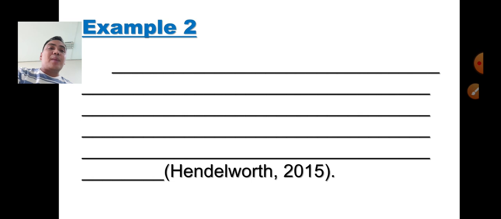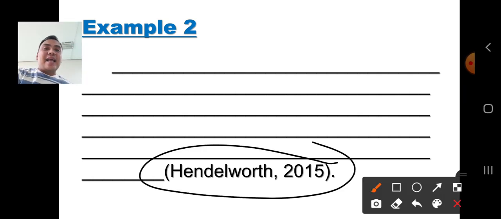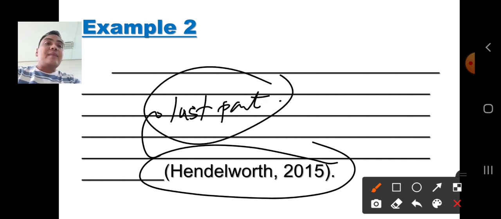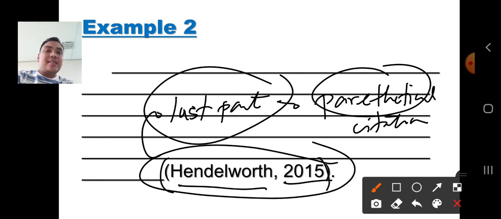Notice that in example number 2, the in-text citation is located at the last part of the paragraph. So, if the citation is located at the last part of the paragraph, then this is known as parenthetical citation. From the root word parenthesis, it means that the author's surname as well as the year of publication, both entries are enclosed within the parenthesis. So this is known as parenthetical citation.